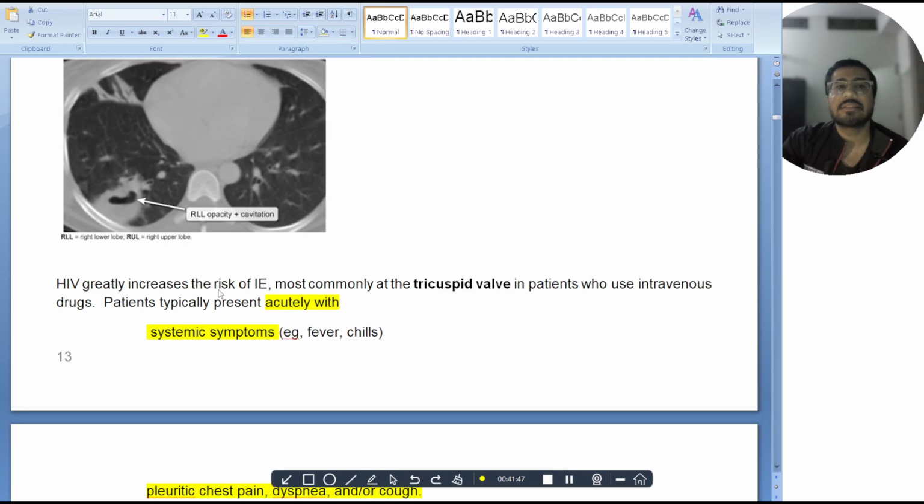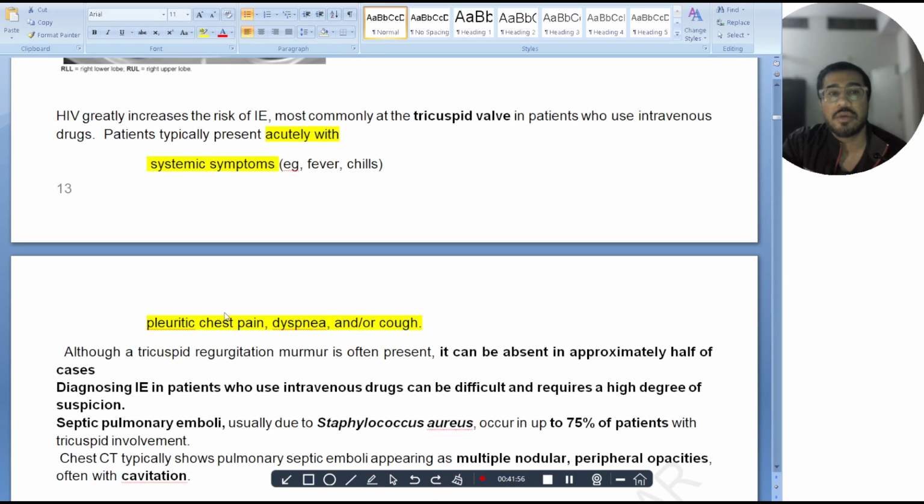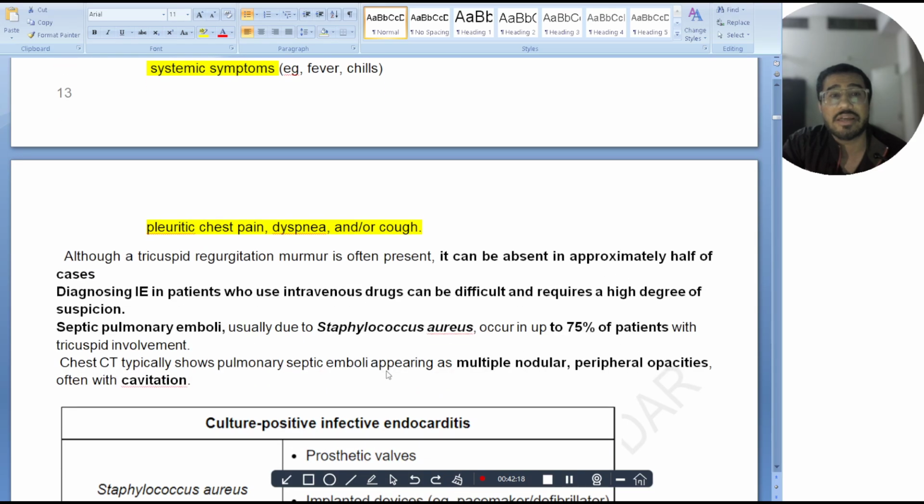HIV greatly increases the risk of IE, most commonly at the tricuspid valve, in patients who use IV drugs. Patients typically present acutely with fever, chills, pleuritic chest pain, dyspnea, and cough. That is the presentation. So the main thing here is you being able to differentiate that it's not an AIDS defining illness, it's infective endocarditis that is causing the lung trouble. It's not a primary lung disease. Although a tricuspid regurgitation murmur is often present, it can be absent. You don't have to worry that much about the tricuspid regurgitation.